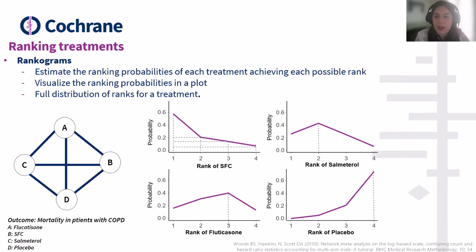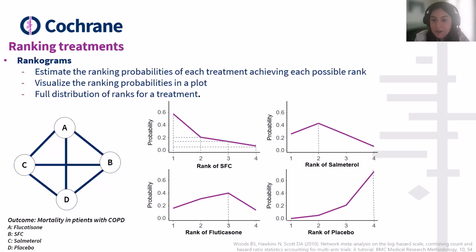In a rankogram, the x-axis shows the possible ranks, for example, first, second, third, and so on. These are the ranks that a treatment can take among all. The y-axis indicates the probability that a treatment will occupy a particular rank. In this simple network of 4 interventions, we have a separate rankogram for each treatment. This network compares 4 interventions for reducing mortality in patients with COPD. So we have these 4 rankograms, each representing a different intervention.